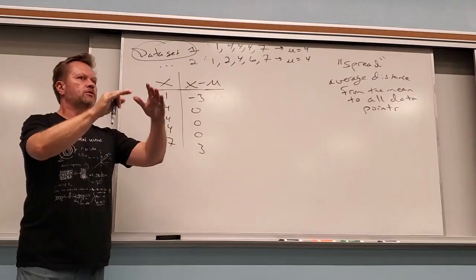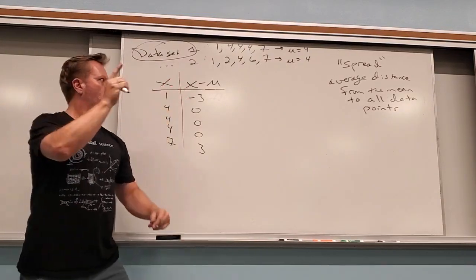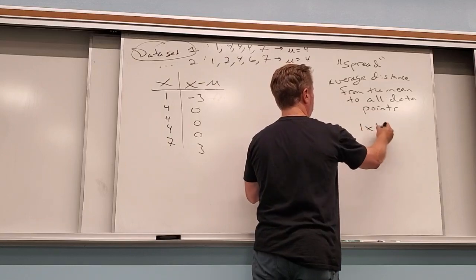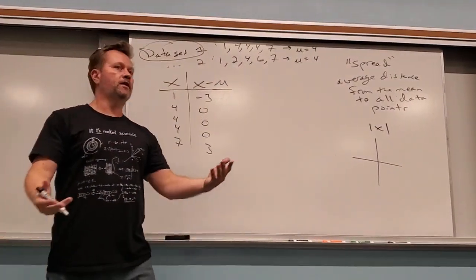So absolute value is based on distance. That's why it's always positive, right? Okay. One major problem with absolute value. Does anyone know what it looks like as a graph? A V.